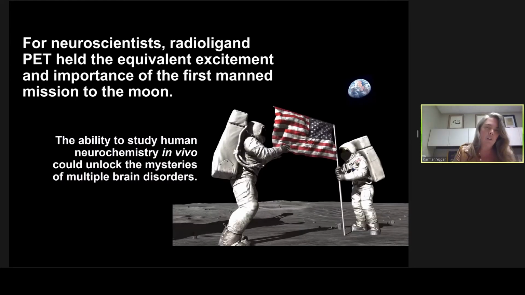So when these technologies started coming out in the 90s, we all got very excited because it was the first opportunity we had to be able to study neurochemistry in humans in vivo, and the possibilities at that time for neuropsychiatric disorders and neurodegenerative disorders really just seemed endless. The initial studies really focused on receptor availability or trying to quantify receptor density, but that's not the only thing that we can do with these methodologies.